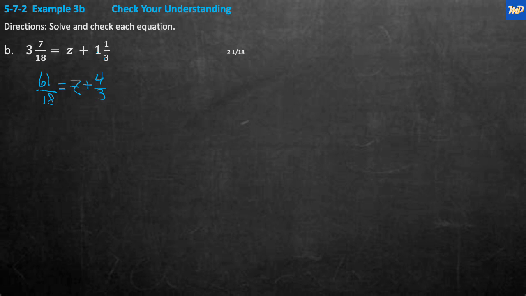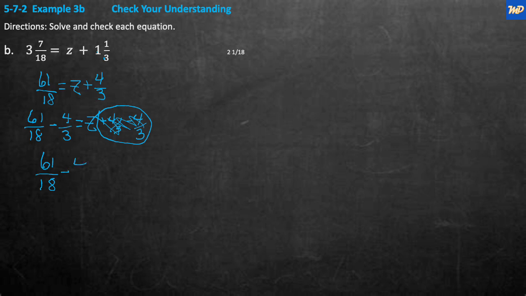Okay? So now the next step, get the Z by itself. To get the Z by itself, we're going to leave the Z on the right-hand side, and we're going to subtract 4 thirds from both sides. So I'm going to say 61 18ths minus 4 thirds is equal to Z plus 4 thirds minus 4 thirds. Now we've got this just the way we wanted it, because these two numbers are going to disappear. We have the Z left by itself. So now we have 61 over 18 minus 4 over 3 is equal to Z.